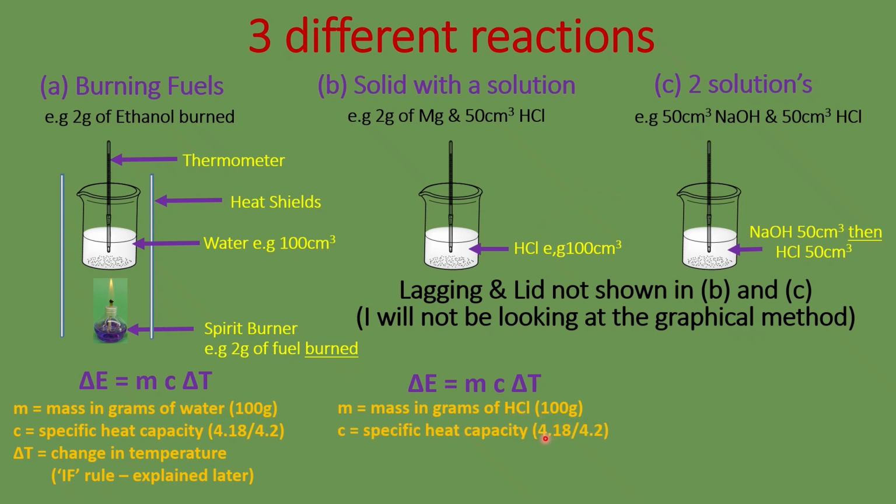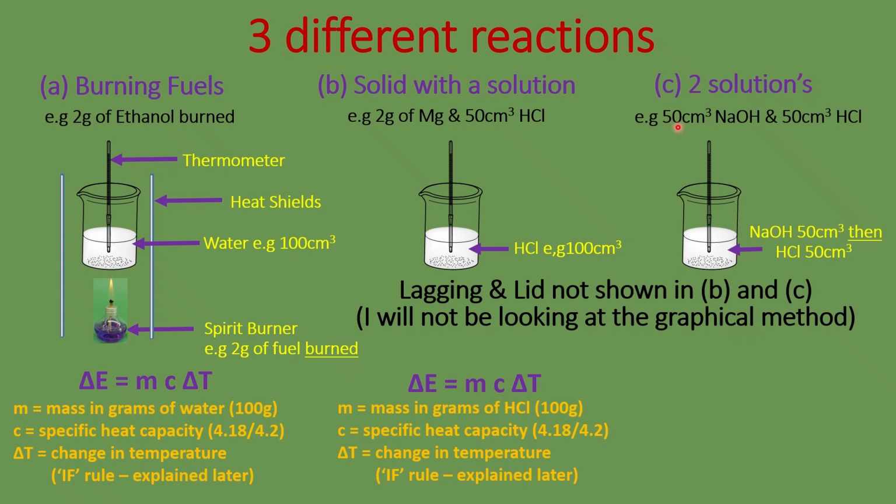And obviously the constant 4.18 will be the same. So whether you use an acid, whether you use water, this constant never changes unless they give you the density of the water, which we can look at later on in next PowerPoints. And the temperature change I already mentioned. Make sure you use the IF rule, which I'll explain when I go through it with an example.